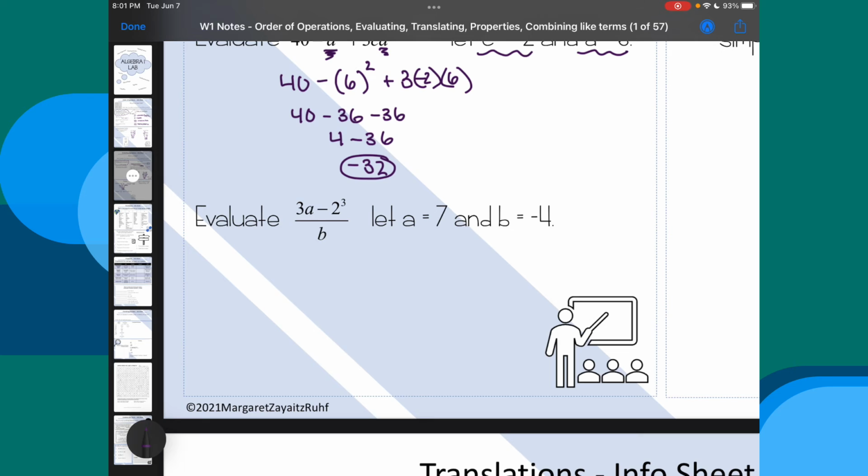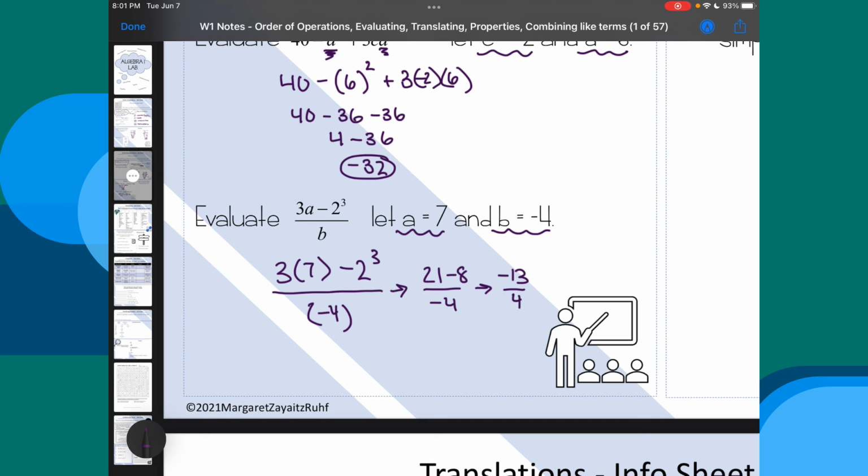One last example. We are going to do the same thing. So we have 3 parentheses for the A minus 2 to the third over parentheses for the B. The A is equal to 7. The B is equal to -4. From there, we calculate. And our answer is -13/4.